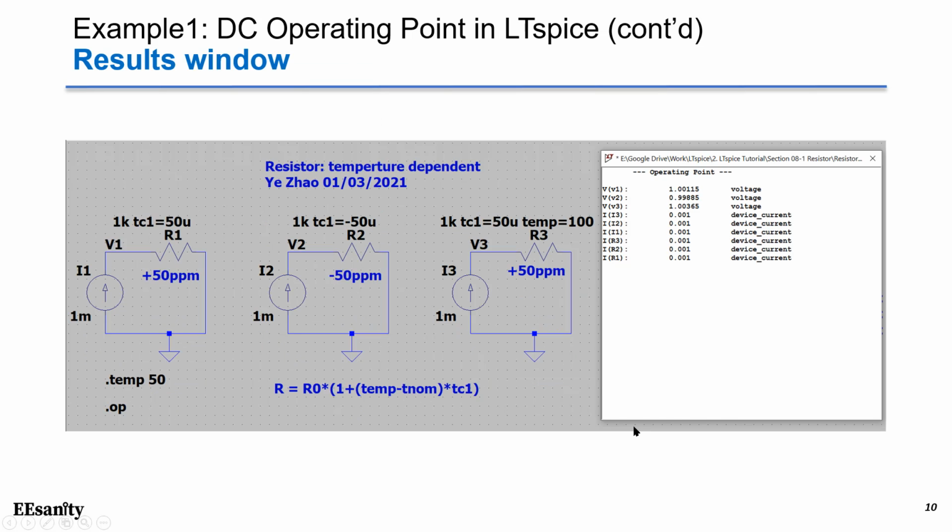If you run the simulation, the result window will pop up and you can read the voltage over V1, V2, and V3. As we expected, V3 has the most voltage here. If you multiply these numbers by 1000, they represent the resistance of each resistor. And all the resistances deviate from the nominal value of 1 kilo ohm.